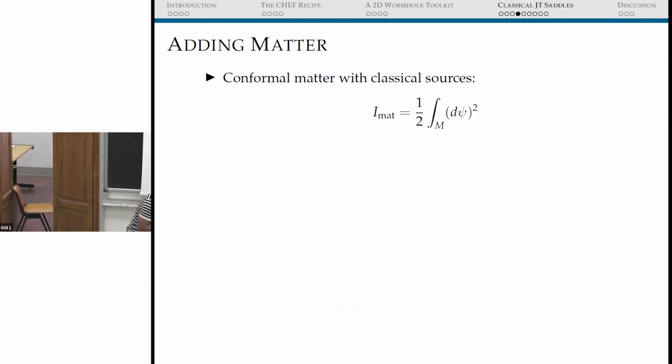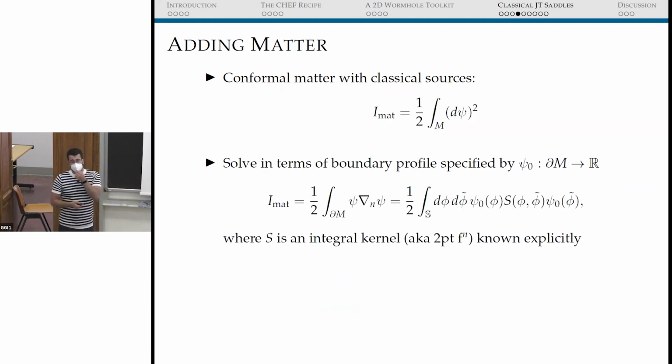Okay, so the kind of matter I'm going to add is very simple. It's just a free massless scalar as the action. And we are going to source it classically with some boundary profile. Here, this would be some boundary profile that we use to source the scalar field. And because the scalar is conformal, it's easy to integrate the scalar over the bulk and leave it all as a boundary integral of some kernel against the boundary profile. This kernel S is known explicitly. You can think of it as a two-point function for the scalar.